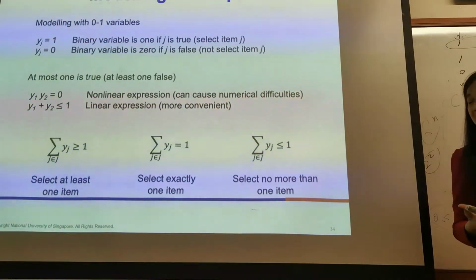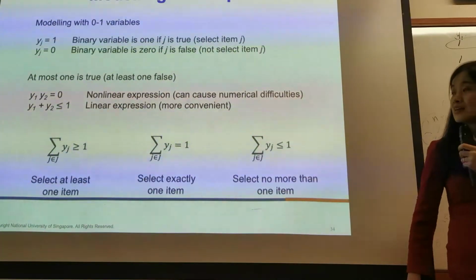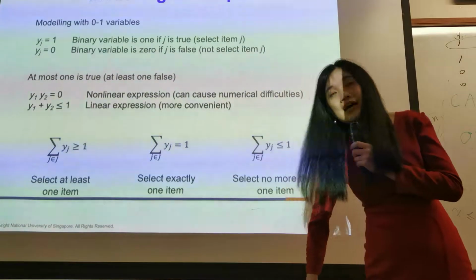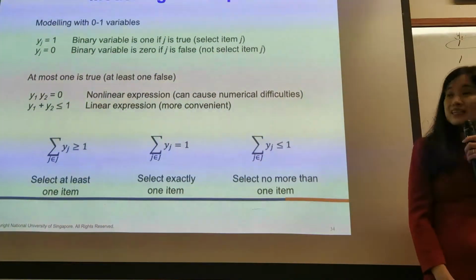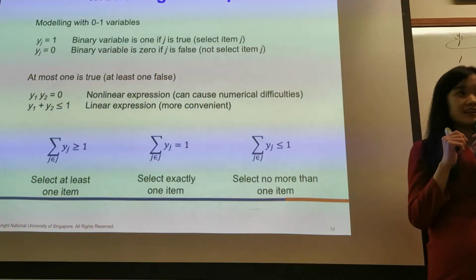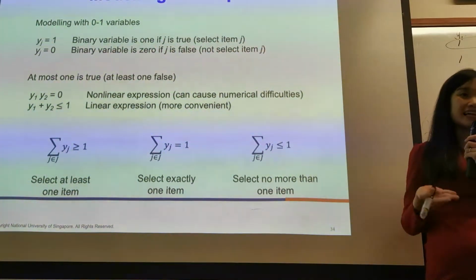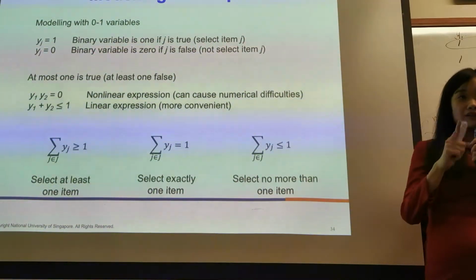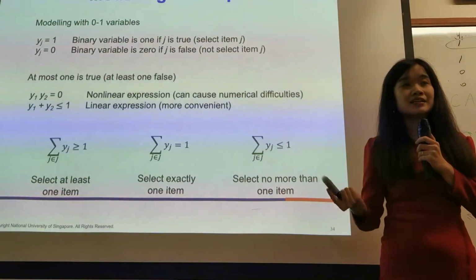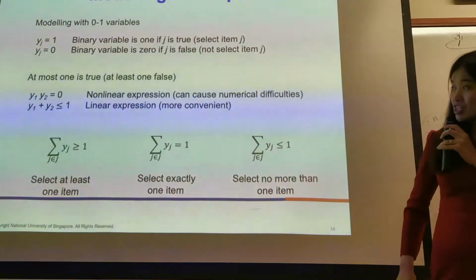If I have yj, let's start with the equal. If I see the summation of all the yj equals 1, it means I can only select exactly one option. I can only select one vector and the other cannot be selected. So only one choice returns 1, the others all return a value of 0. So when I sum them together, the summation is 1.